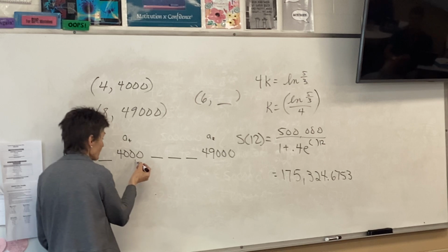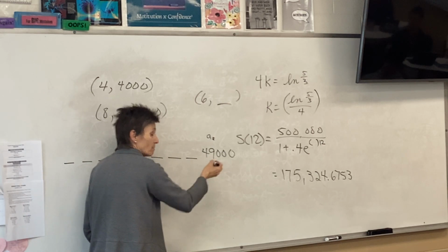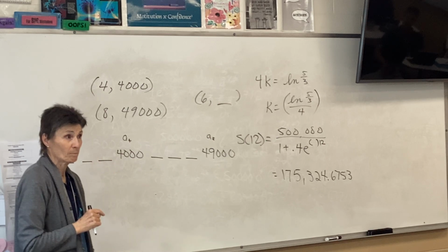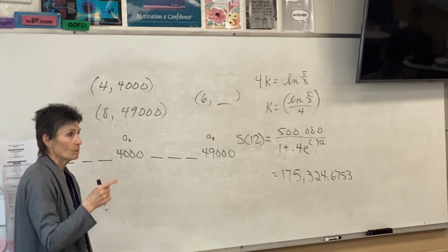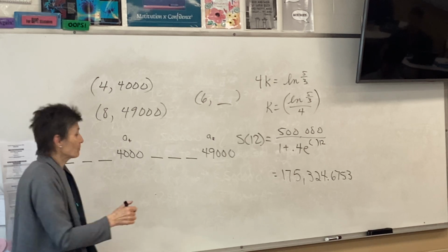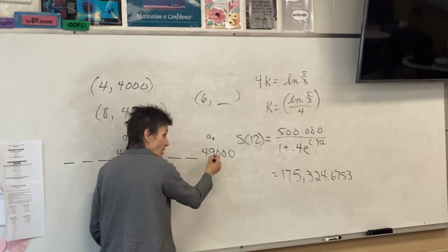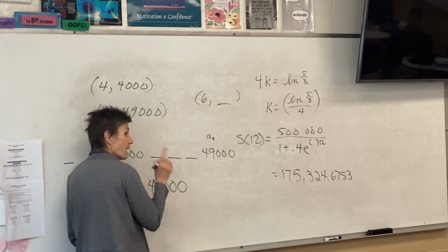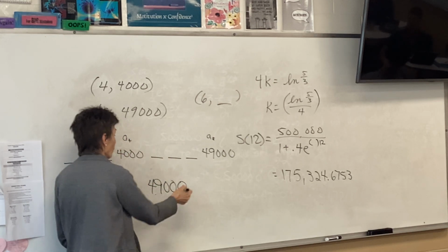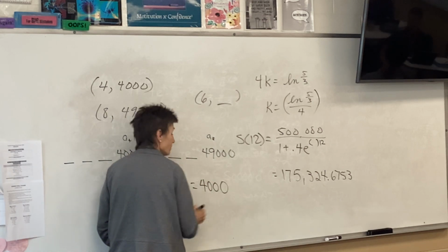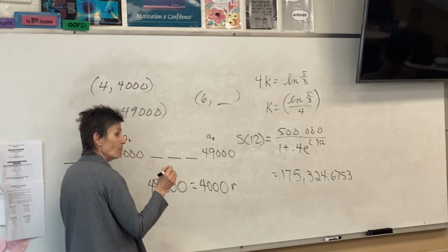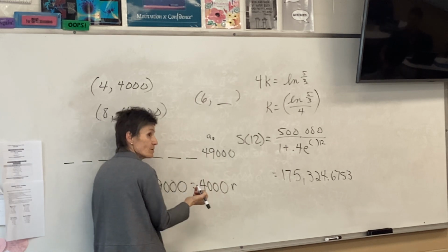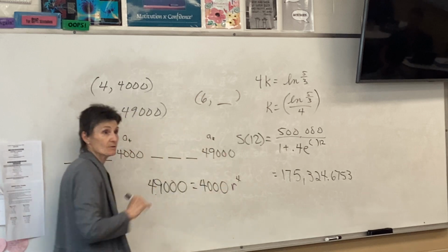Now, how am I getting from here to here to here to here? I'm multiplying by something, that's what geometric means. And the thing I'm multiplying by is the same. So, call it R or something, times R, times R, times R, times R. So 49,000 has to be what I get when I start with 4,000 and multiply by how many R's? 1, 2, 3, 4 R's? Does that make sense to you?